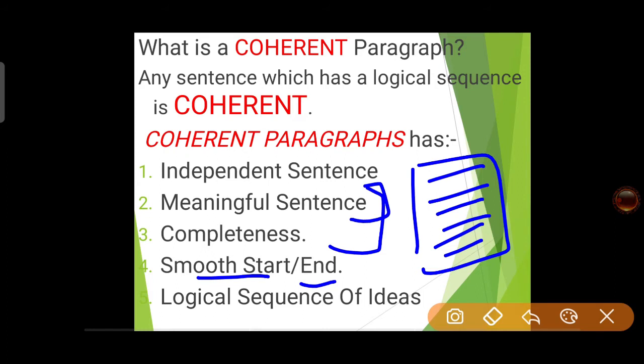Next, logical sequence of ideas means first of all you have to go through the paragraph and try to find out the theme or the idea of that passage. Why? Because whenever you think about an idea, your intuitions will work on it. If I tell you about a jaguar or elephant, a picture of an elephant emerges in your mind. When I say tiger, then your mind starts thinking about a tiger.